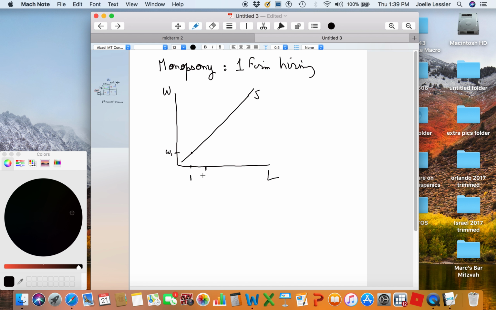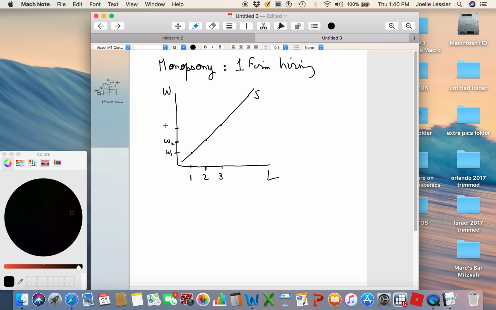If it wants to hire a second worker, it has to raise the wage to attract that second worker. If it wants to hire a third worker, it has to raise the wage to attract the third worker. Now realize that unless the firm is able to pay different wages to different workers, in other words, unless the firm is able to perfectly price discriminate to its workers, it has to pay the same wage to all its workers, which means that when I'm hiring the second worker, how much extra cost do I take on?